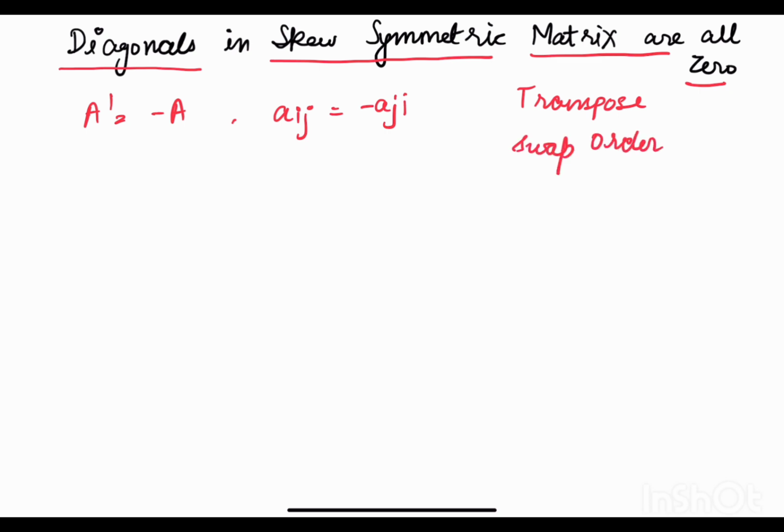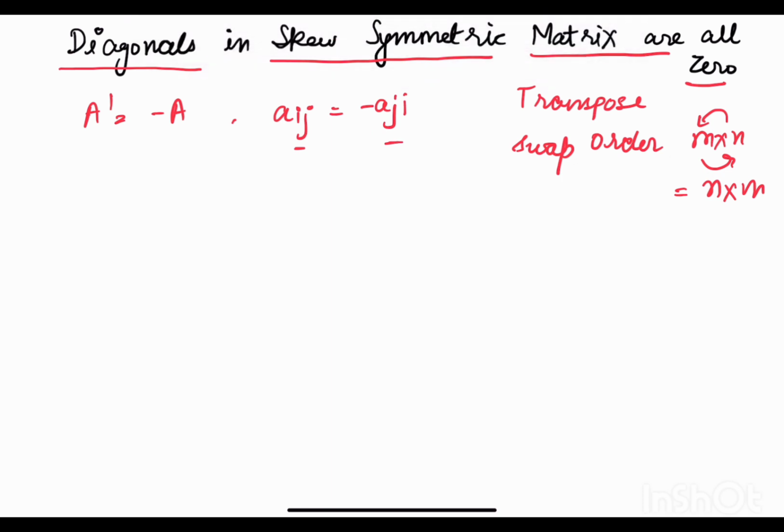Swap means if my order was m cross n, my m goes to m and m will go to n. It is nothing but n cross m. So in a similar way, my Aij will become Aji, that too with a negative sign because we are dealing with a skew symmetric matrix.